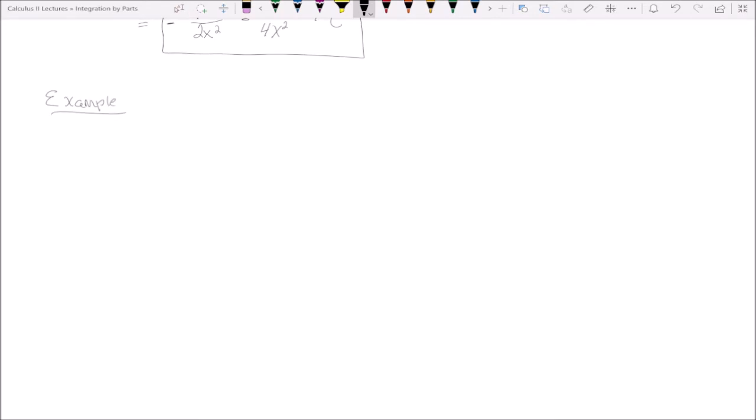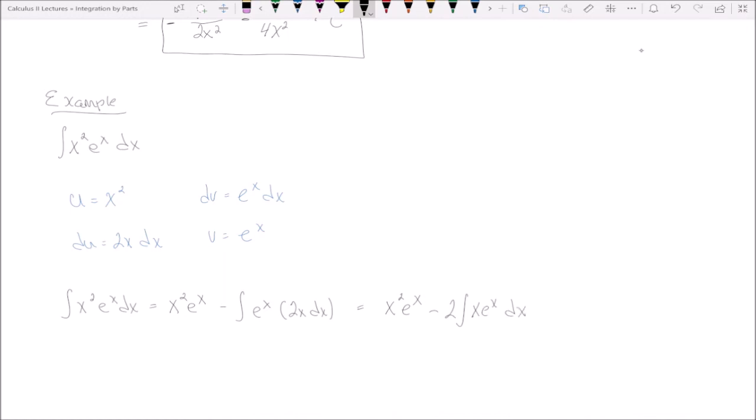Okay, let's now look at the antiderivative of x squared times e to the x dx. So we'll take u as x squared, which means we have to take dv as e to the x dx. So du is 2x dx, and v would just simply be e to the x. So we have u times v minus the antiderivative of v times du. So x squared e to the x minus, let's factor out that 2, times the antiderivative of x e to the x dx.